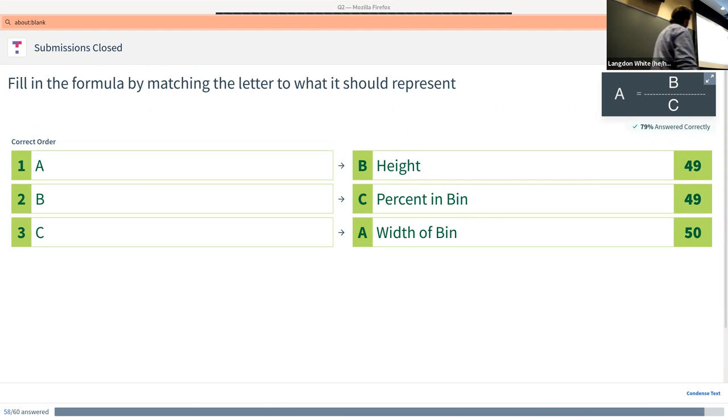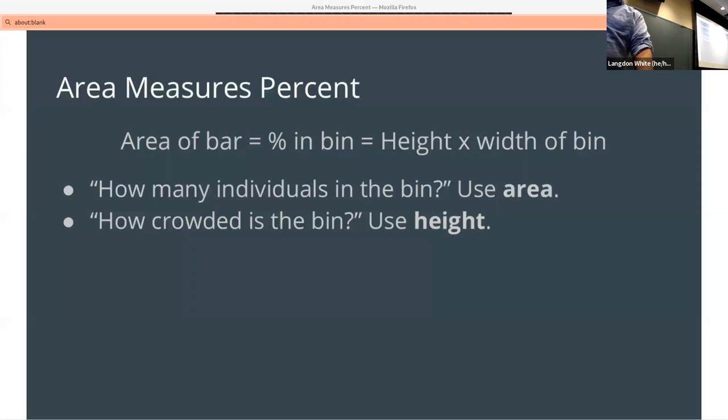So on the left of the equal sign, we have the height, right? And then on the top of the ratio or fraction, we have the percent in the bin. And then on the bottom, we have the width of the bin. And it looks like most of you got it. Sounds pretty good. All right, so now we look at it like we're talking about the same thing, except we want to talk about it in terms of a percentage, okay?